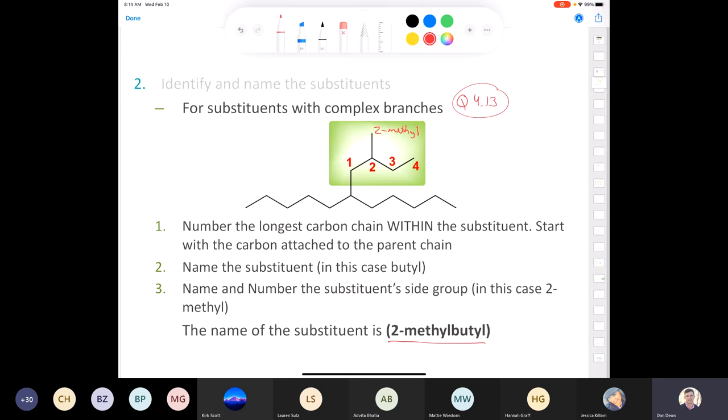Now, something else I want to point out, and this is another rule that you have to be aware of. I can't remember if I have it on another slide or not. But anyhow, whenever you have numbers and letters separated in a name, you always separate them by a hyphen. Numbers and letters are always separated by a hyphen. If you have numbers and numbers, you're going to separate those by a comma. And if you have letters and letters, you have no separation. You're just going to put them together. That's why with the methyl and the butyl, there's no separation there.